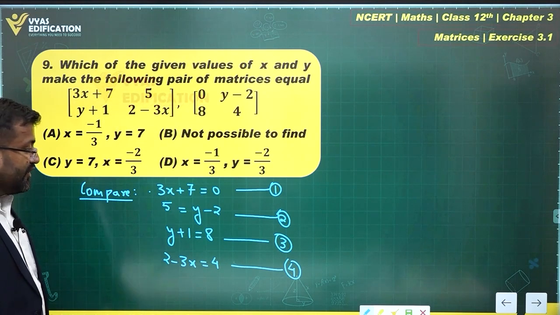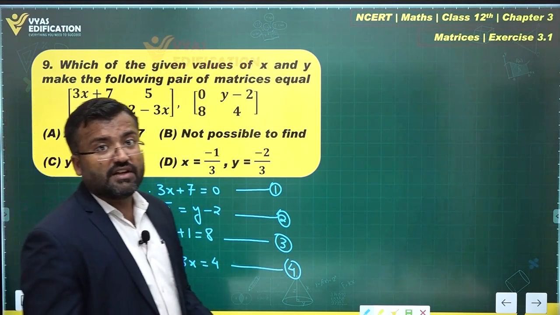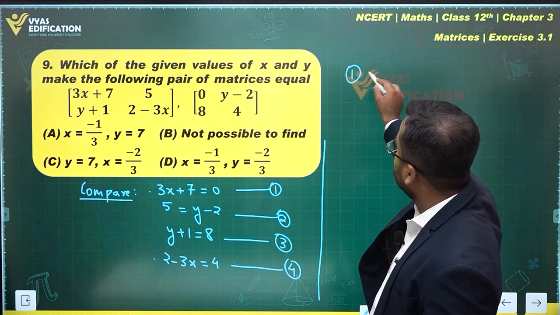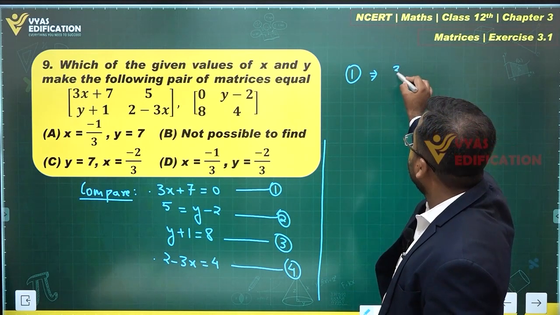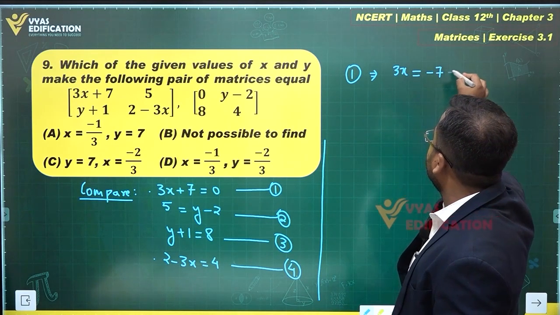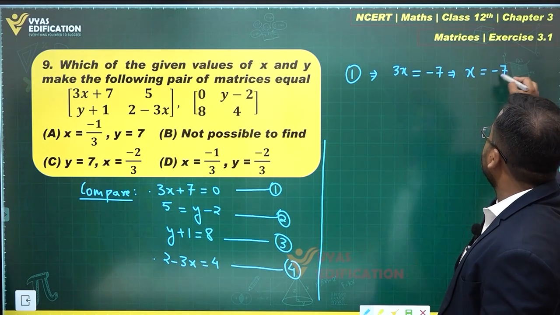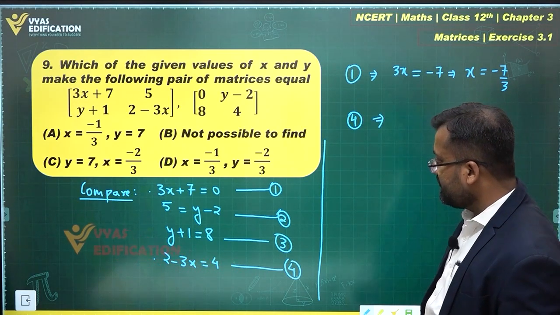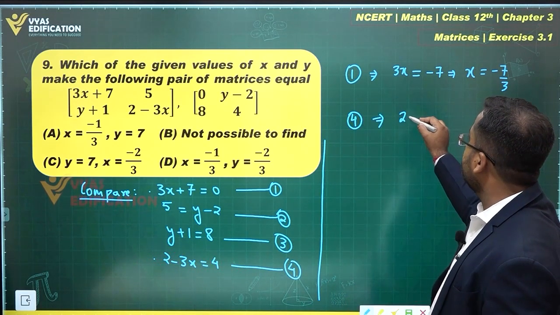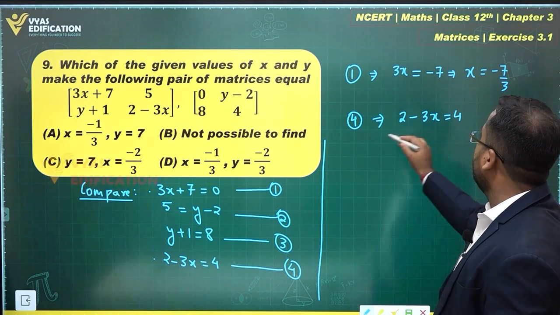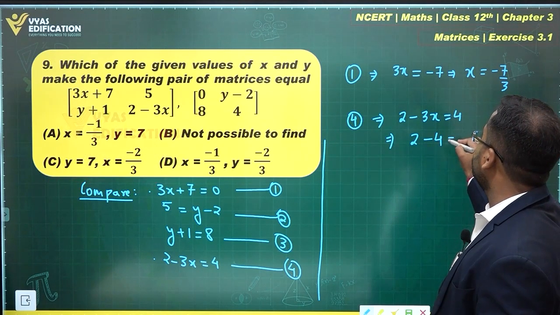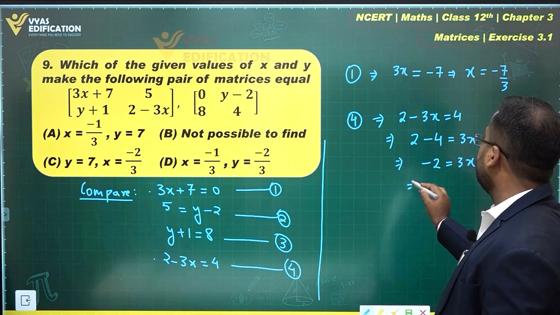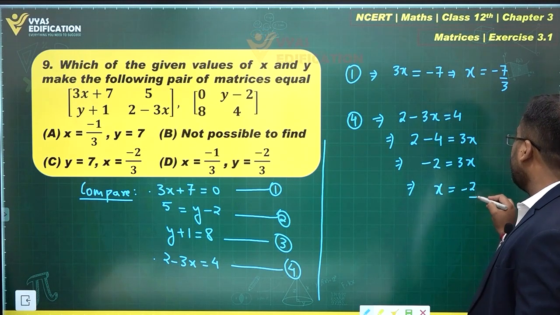From the first equation you can get x. As well as you can get the value of x from the 4th equation, right? So let's find x from the first equation. This is 3x equals minus 7, which gives me x equals minus 7 by 3. From the 4th equation, let's try to find the value of x once again. What do we get over here? This implies 2 minus 3x equals 4, or 2 minus 4 is equal to 3x. Minus 2 is equal to 3x, and yes, there seems to be an issue over here.